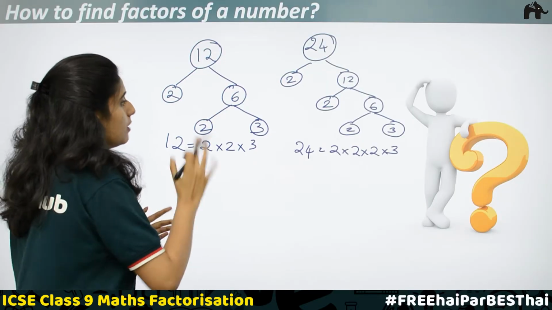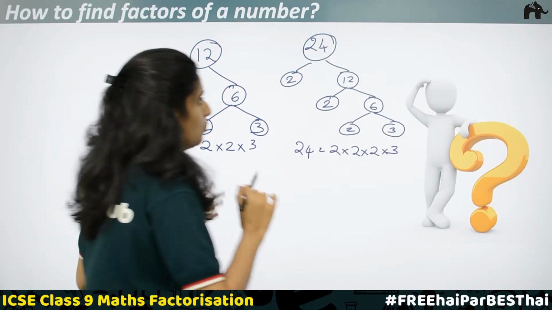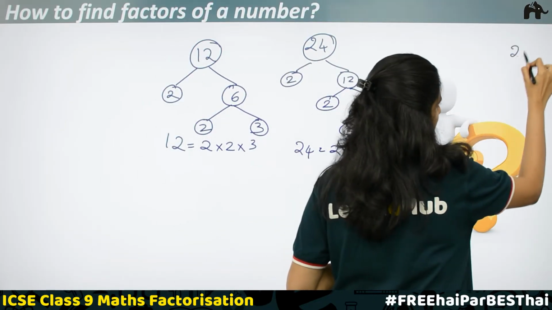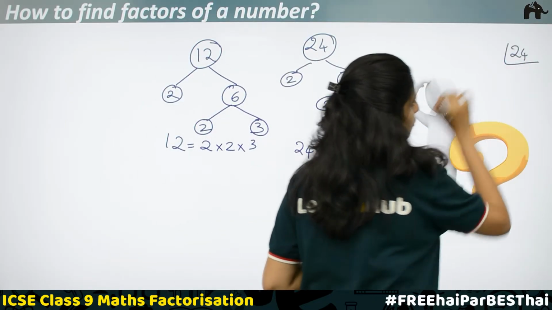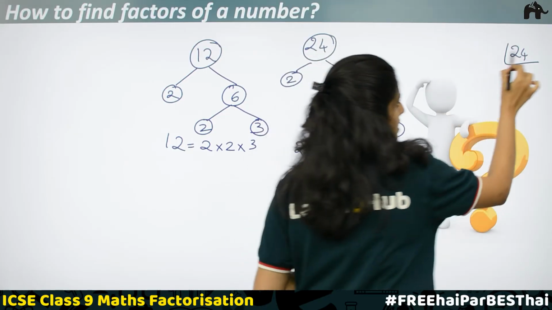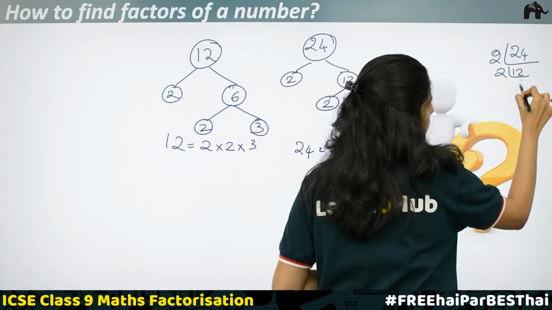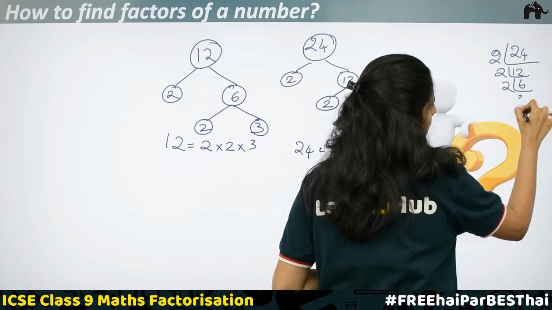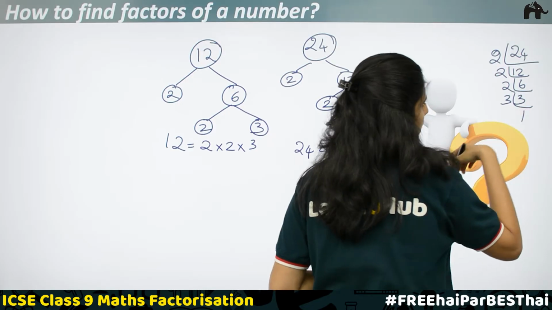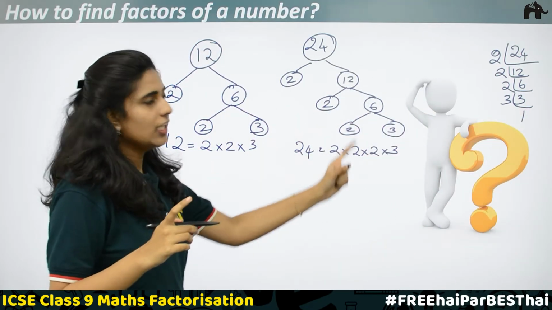Okay, now you can perform the long division also to find the factors. Now for the same number 24, the least number that can be used to divide 24, it is an even number, so dividing with 2 you get 12, again with 2 you get 6, again with 2 you get 3, now with 3 you get 1. So 24 is 2 into 2 into 2 into 3.